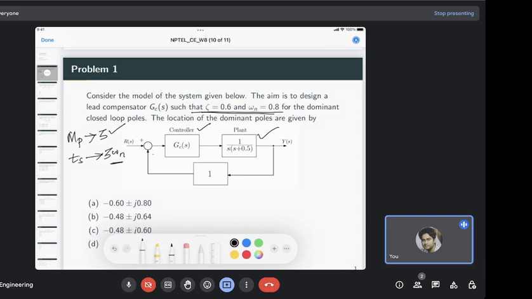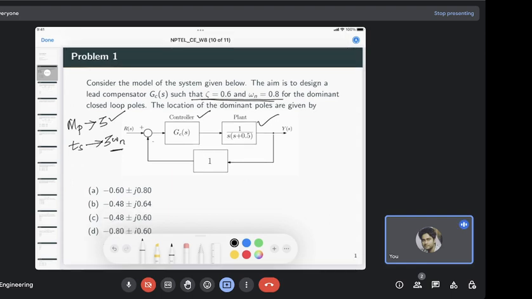Okay, so for this second order underdamped system, we know the pole location will be at minus zeta omega n, and the complex part will be omega n times the square root of 1 minus zeta squared. So this will give the dominant pole location. Using this given data, we can now easily compute the dominant pole location.